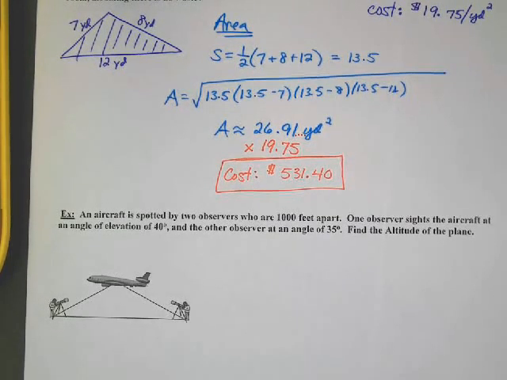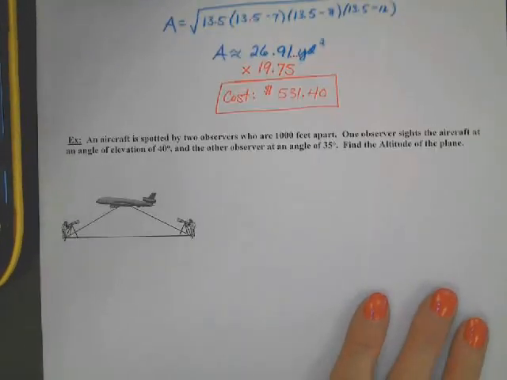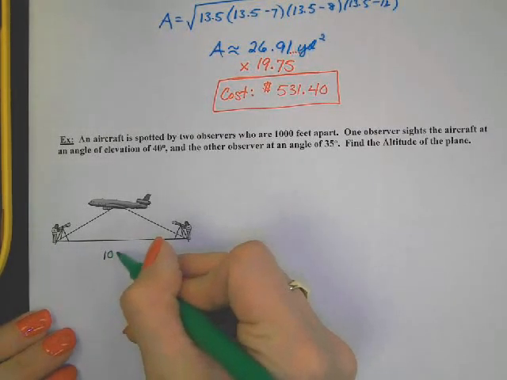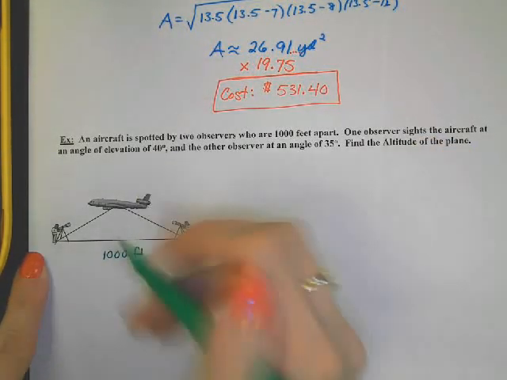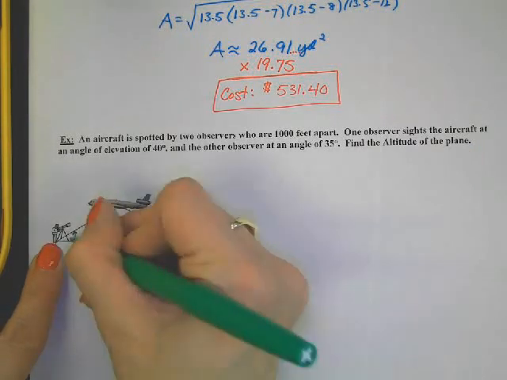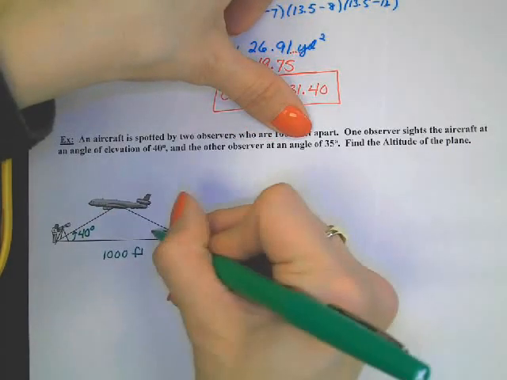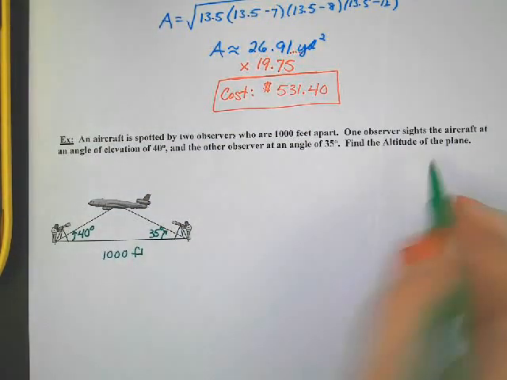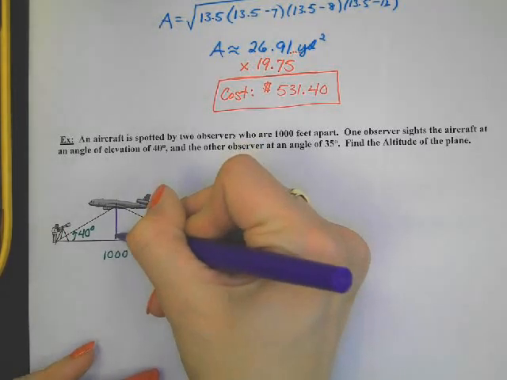Okay, we got one more here. An aircraft is spotted by two people who are 1,000 feet apart. So let's go ahead and label the distance between them here as 1,000 feet. One observer sights the aircraft at an angle of elevation right here of 40 degrees. And the other observer, his angle of elevation is 35 degrees. Okay, find the altitude of the plane. So what they want us to do is find this height right here.